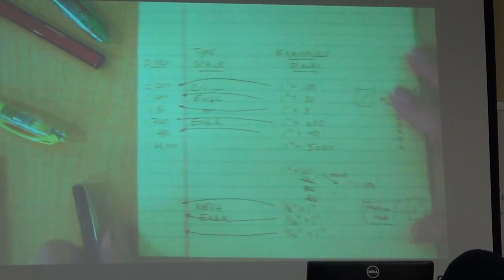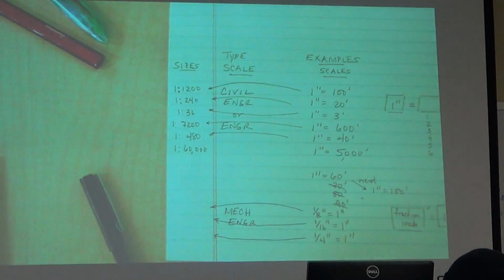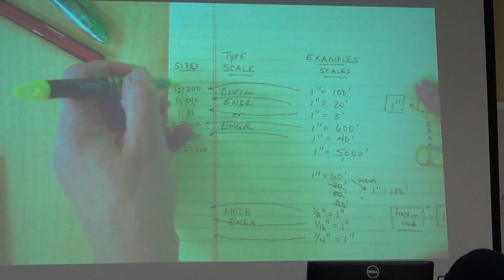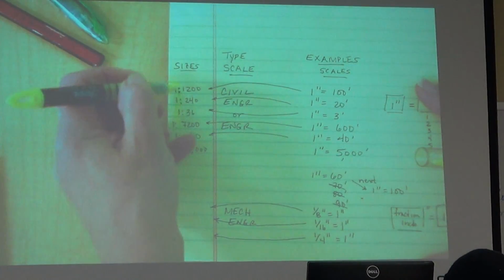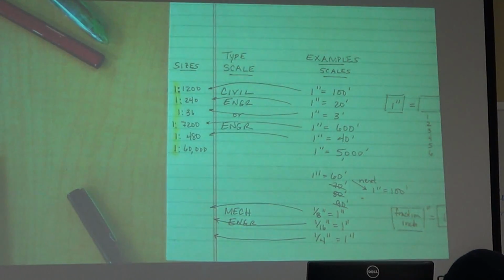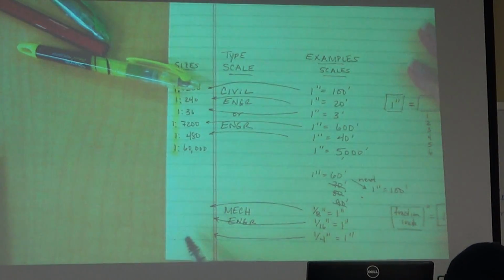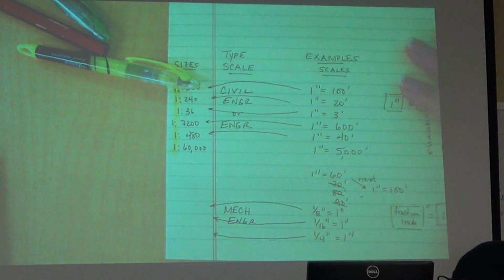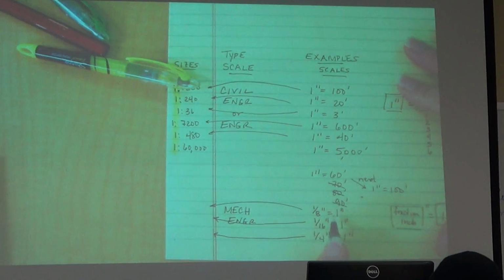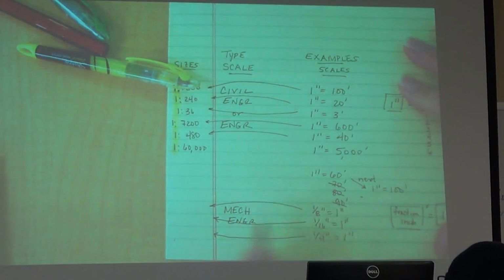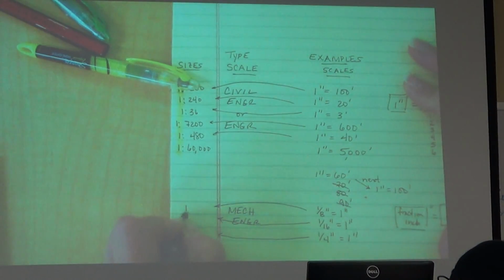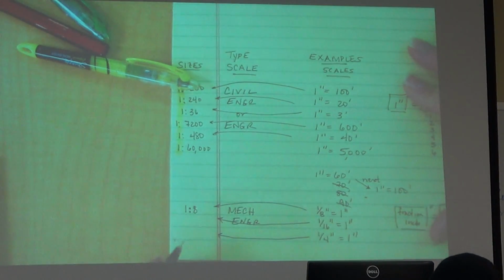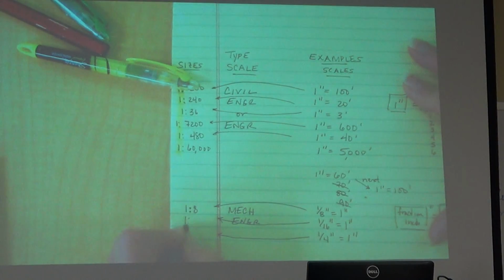Let me point out something. Notice that when you do a scale, you always have 1 on the left side. So what is a 1/8 inch is equal to 1 inch scale written as a size? 1:8. The colon is 1 to 8. What's this one? 1/16. What's this? 1/4.